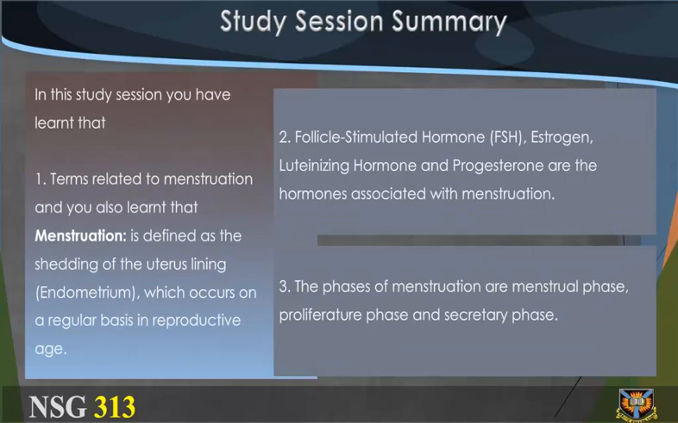Study section summary. In this study section, you have learned that 1. Terms related to menstruation, and you also learned that menstruation is defined as the shedding of the uterus lining, endometrium, which occurs on a regular basis in reproductive age. 2. Follicle stimulating hormone, FSH, estrogen, luteinizing hormone, and progesterone are the hormones associated with menstruation. 3. The phases of menstruation are the menstrual phase, proliferative phase, and secretory phase.